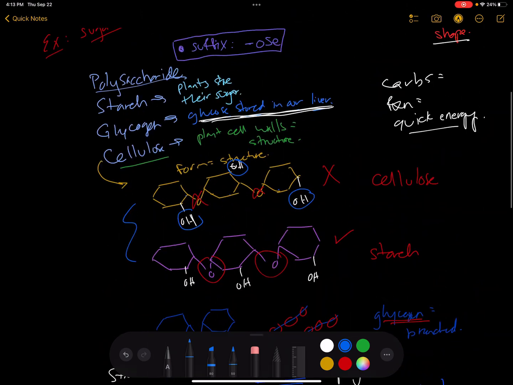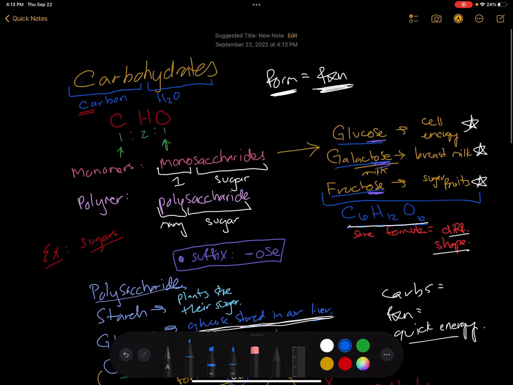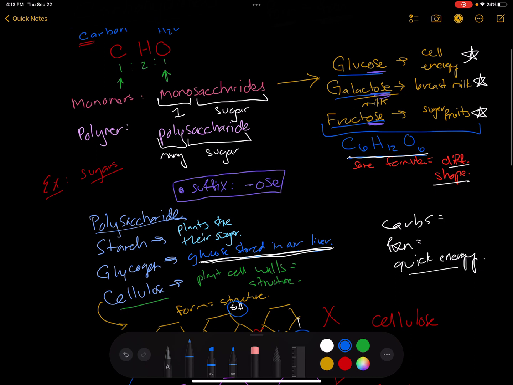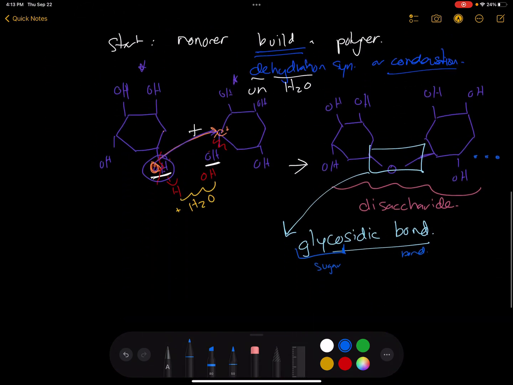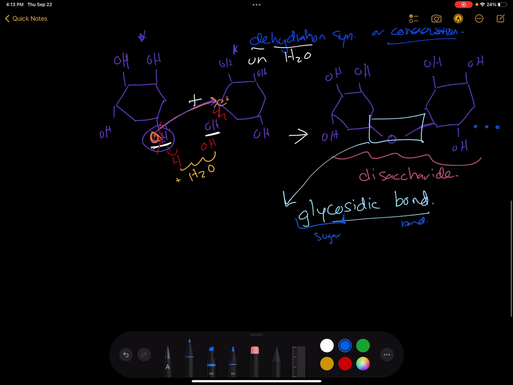And so we've covered elements, we've covered the monomers, the polymers, functions, and how we can build them, and then the different forms that they take. There you go. Hope you guys are good.